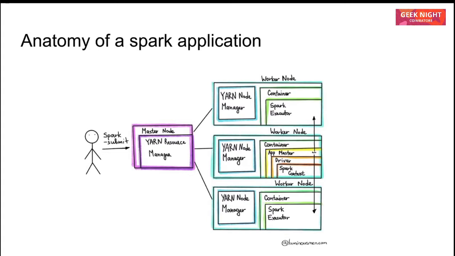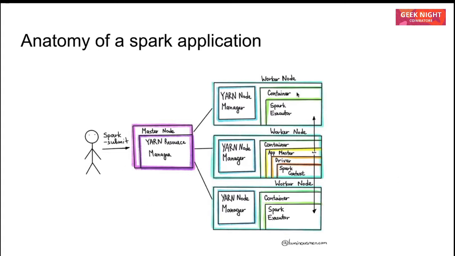So what happens underneath? What is the anatomy of a Spark application? Generally, if I want to submit an application, a job, to Spark, it goes by spark-submit. As you can see here, when I do a spark-submit, there is a master node, which is a special node.